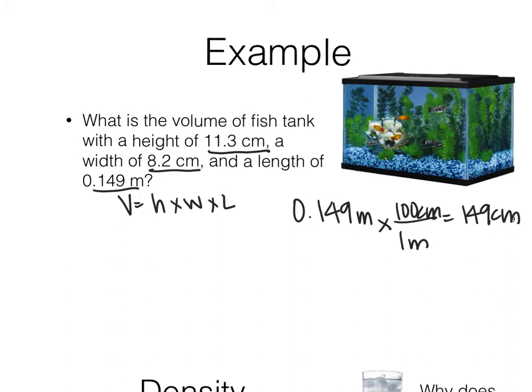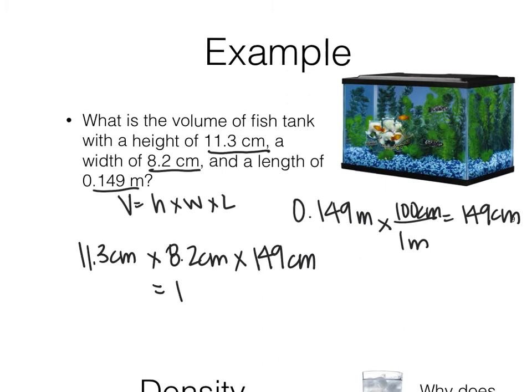So now we're going to multiply all of these numbers together. We have 11.3 centimeters times 8.2 centimeters times 149 centimeters. When you plug this into your calculator, what you should get is 13,806.34 cubic centimeters. Now, this video hasn't talked about significant figures, but significant figures are really important.